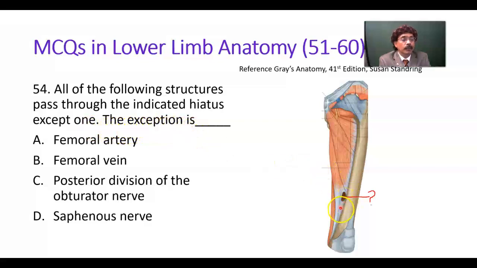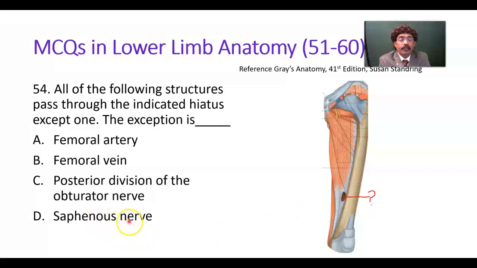Adductor hiatus. Where is it located? Inside the tendon of the adductor magnus. What structures pass through it? The femoral artery becomes the popliteal artery. The popliteal vein ascends through that and becomes the femoral vein. The posterior division of the obturator nerve goes through the adductor hiatus and supplies the knee joint.